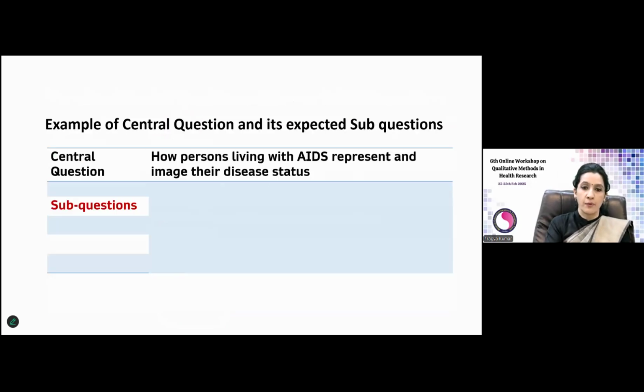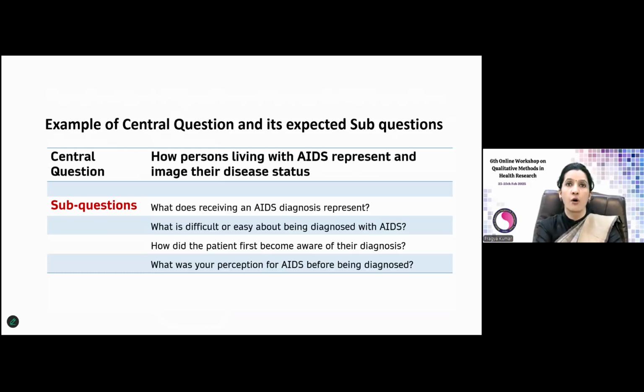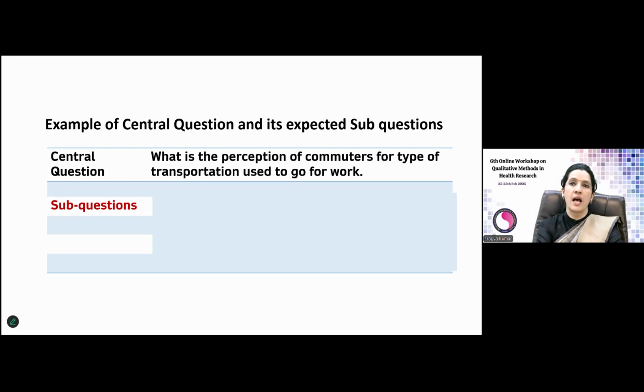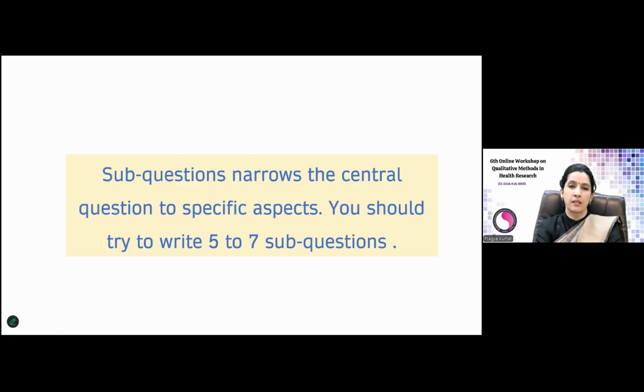Again, this is an example of one central question and expected sub questions. Like if one central question is how persons living with AIDS represent and image their disease status, the sub questions can be: what does receiving an AIDS diagnosis represent? Or what is difficult or easy about being diagnosed with AIDS? Or how did they first become aware of their diagnosis? These are some examples. Sub questions narrow down the central question, and you should write a few sub questions so that you can probe the person on them.